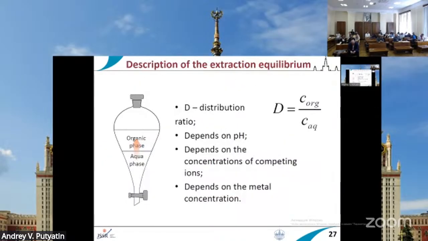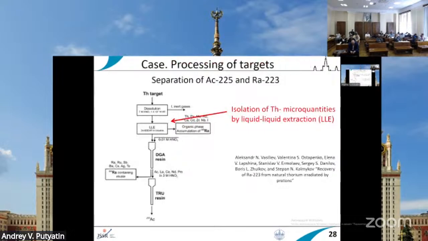Also, there's some connection between the distribution ratio and the metal concentration, a very difficult relationship with temperature, and so on. So solvent extraction is a difficult process, and it can be influenced by a wide range of different parameters.